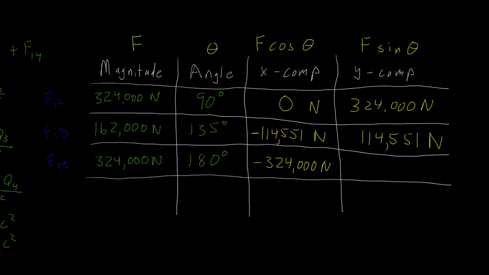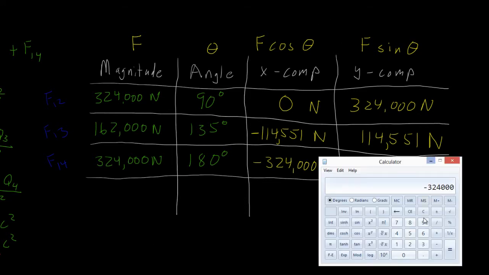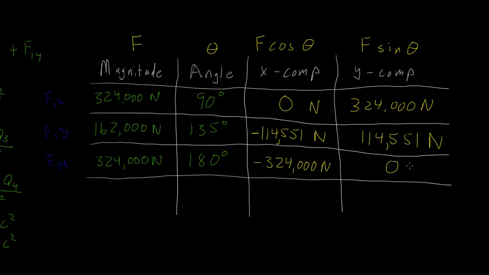Okay, and you can probably guess what the last one is. The sine of the angle is going to be 0. So we'll take 180 and the sine is 0, and so when I multiply by 324,000, I just get 0. Okay, so now we found all of our components. Now what we need to do is add these together, right down the column.